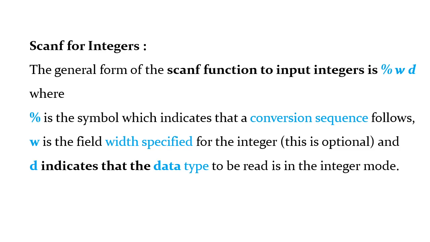The general form of the scanf function to input integers is %wd, where % is the symbol which indicates that a conversion sequence follows, w is the width specified for the integer, and d indicates the data type.